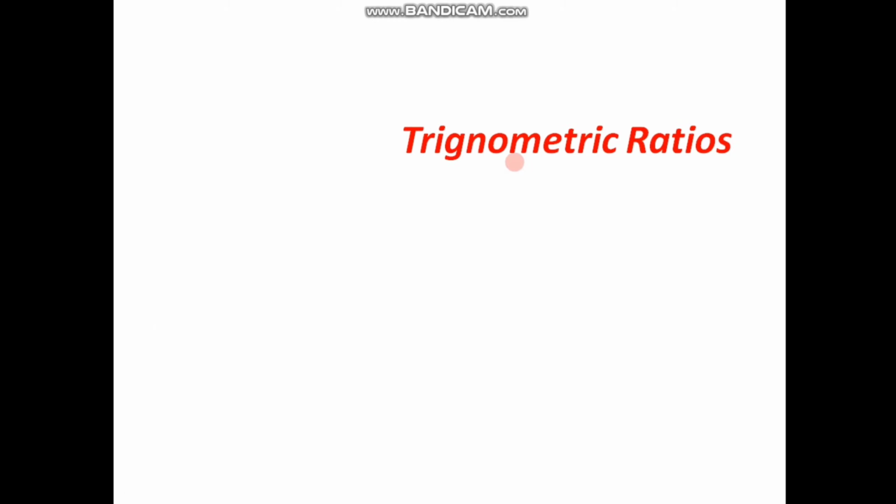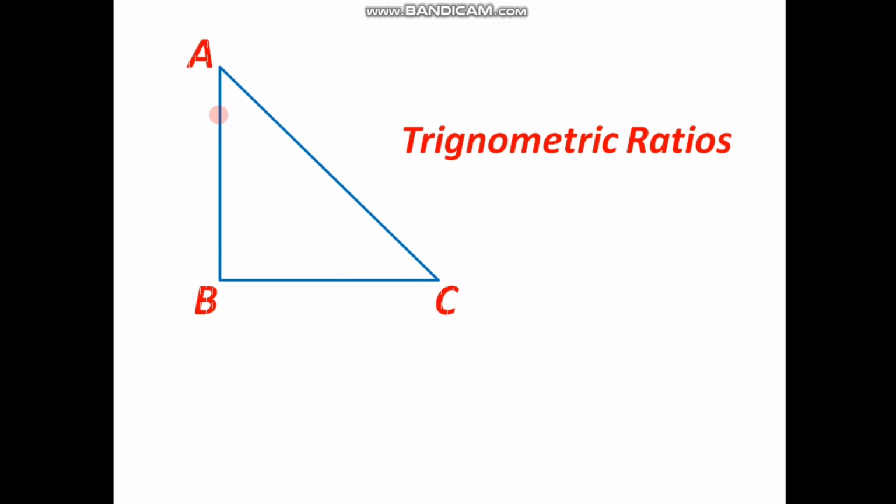Let us come to our main point, that is the trigonometric ratios. For that, let us consider a right angled triangle. We'll name this as triangle ABC, where measure of angle B is 90 degree and we will denote angle C by theta. For this angle theta, we have in all 6 trigonometric ratios that we are going to learn today.